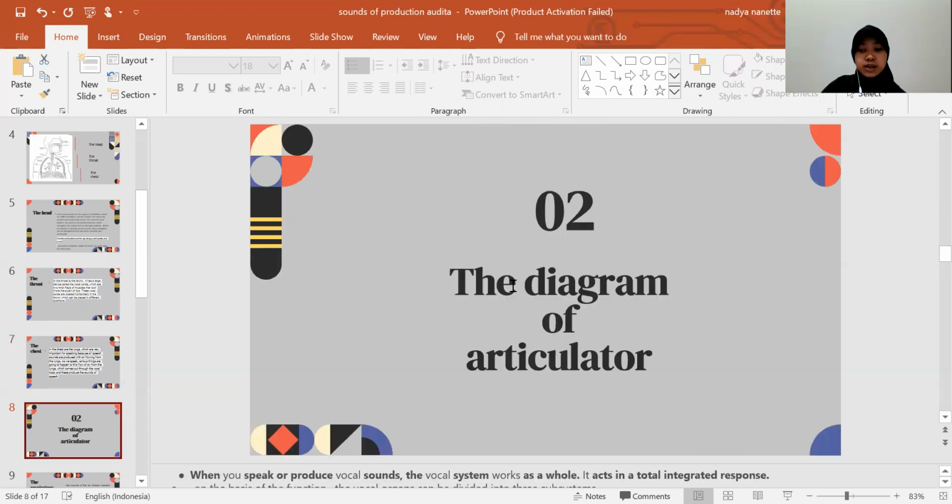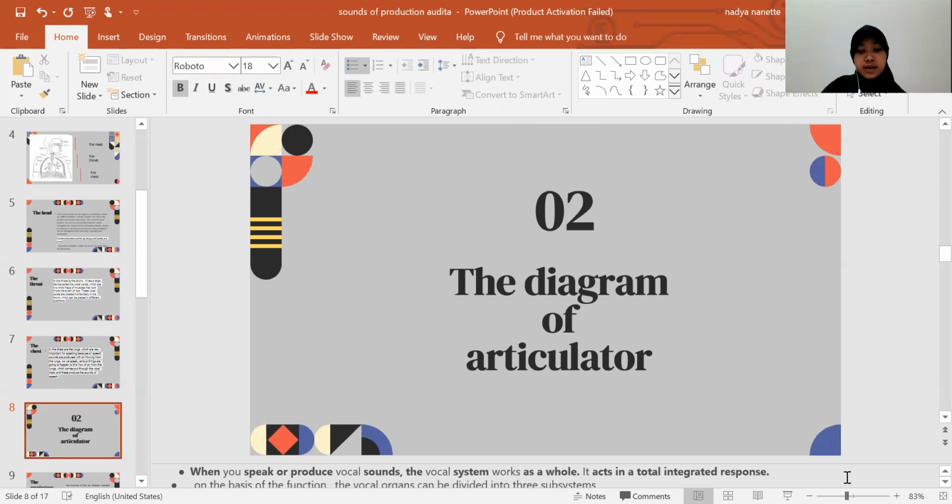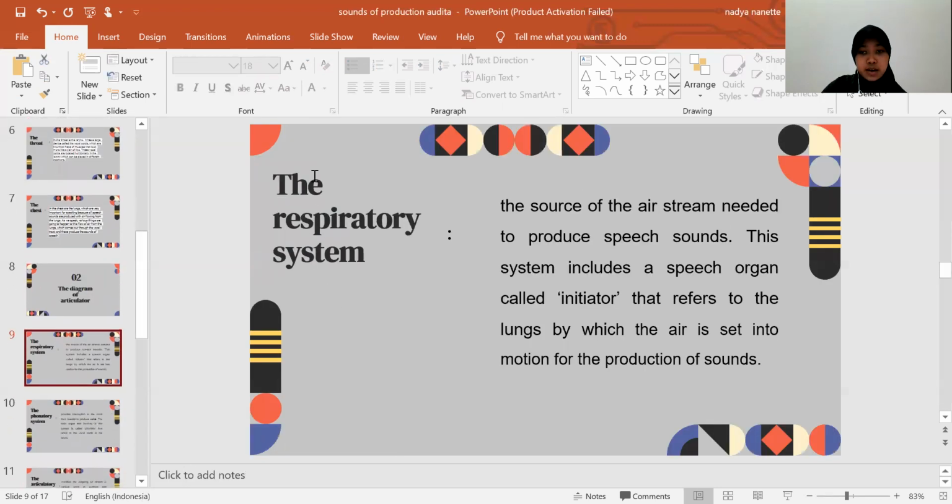Second, I'm going to talk about the diagram of articulator. When you speak or produce vocal sounds, the vocal system works as a whole. It acts as a total integrated system. On the basis of function, the vocal organs can be divided into three subsystems. First is the respiratory system, the source of the air stream needed to produce speech sounds. This system includes a speech organ called the initiator, which refers to the lungs, by which the air is set into motion for the production of sound.